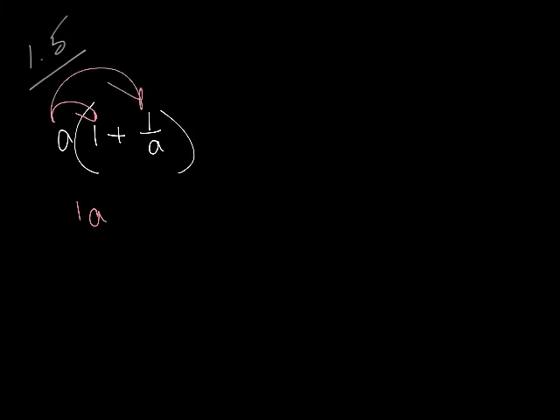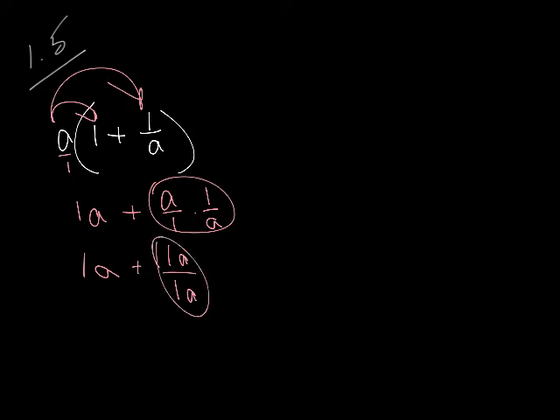Alright, brings us to example number 15. We've got a times 1 plus 1 over a. Alright, so again, this times this is 1a. This times this is the same as a over 1 times 1 over a. We're multiplying this, so we can make it into a fraction if we want, and that gives me 1a plus 1a over 1a. Any number over itself is 1, and then we don't even need that 1 on there, so we just have a plus 1.